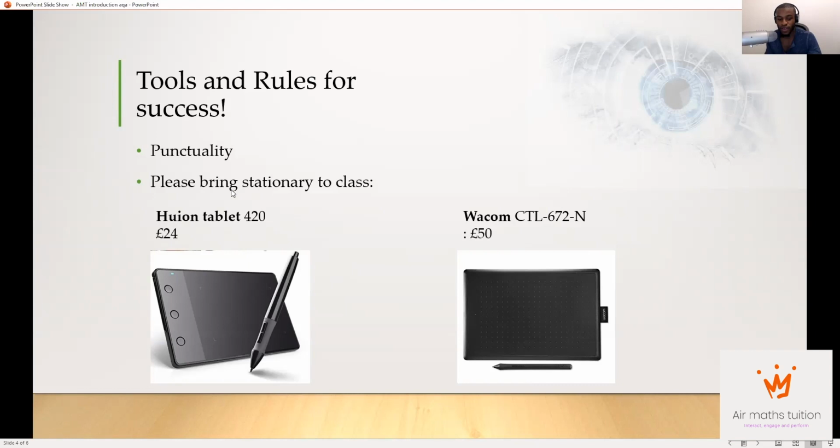Now, the things that I recommend, these are not compulsory, but I recommend these two bad boys. On the left, we have the Huion Tablet 420. It's a really cool pen pad that allows you to basically write as you saw me doing on BitPaper. It takes a little bit of getting used to, but altogether it's a really good product, very cheap as well. And then on the right, you've got the Wacom CTL 672N. That's going to set you back about £50.